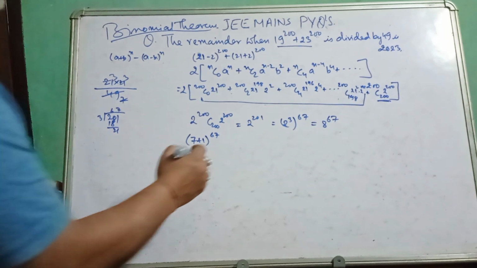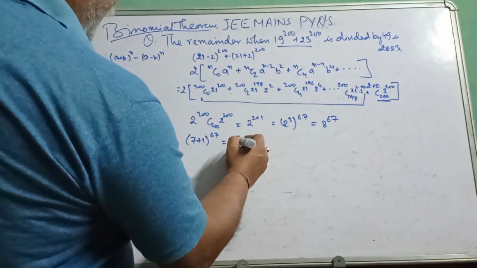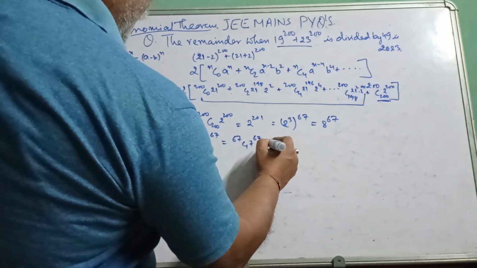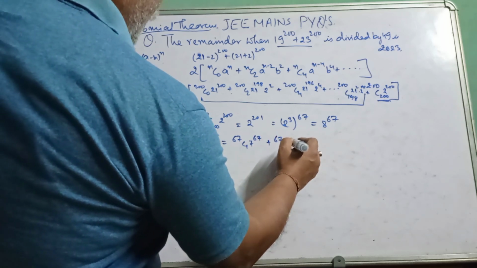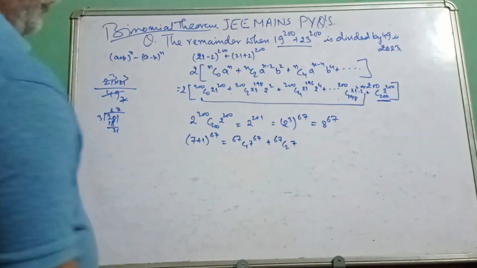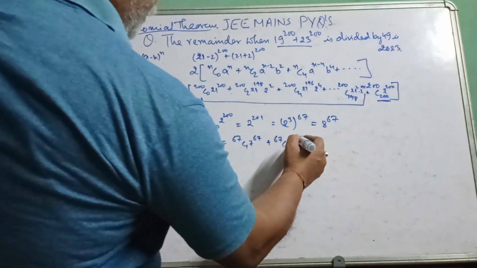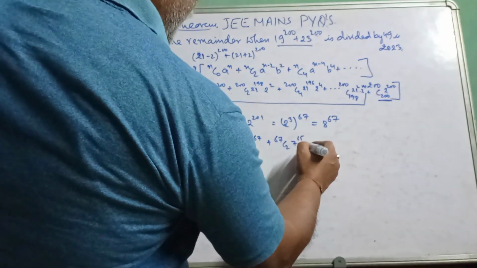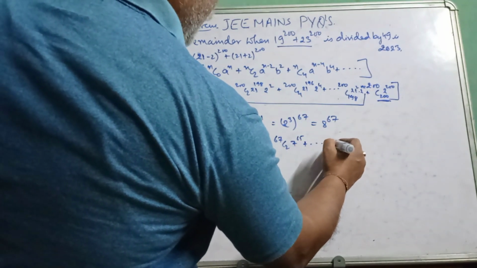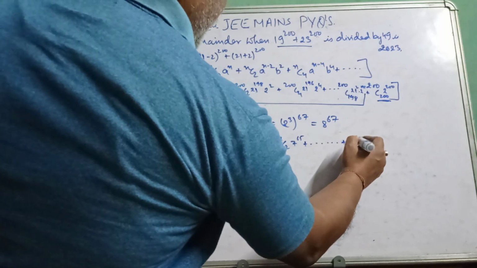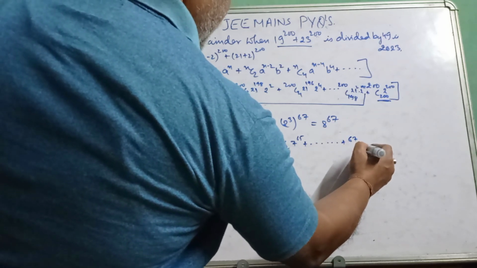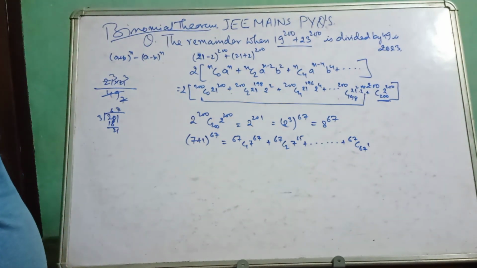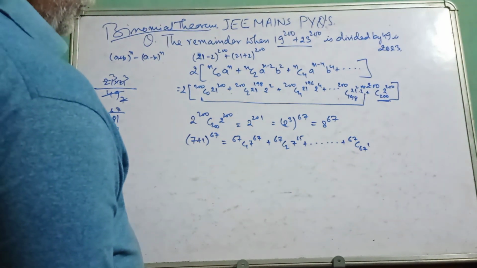So now you expand it: 67C0 7 to the power of 67, 67C1 7 to the power of 66, 67C2 7 to the power of 65, similarly it will go on, and your last term will be 67C67.